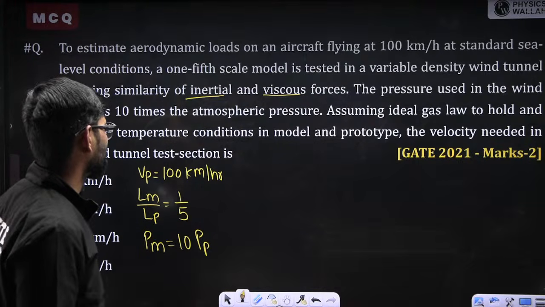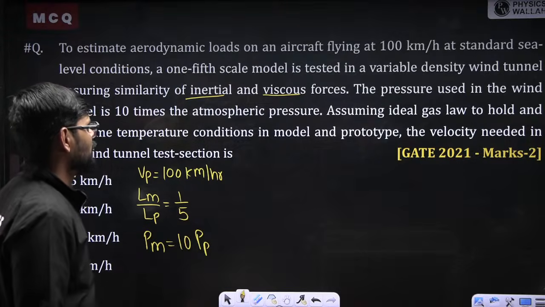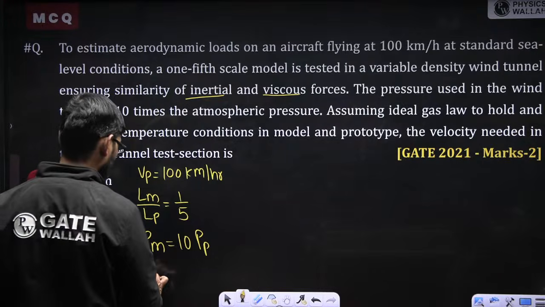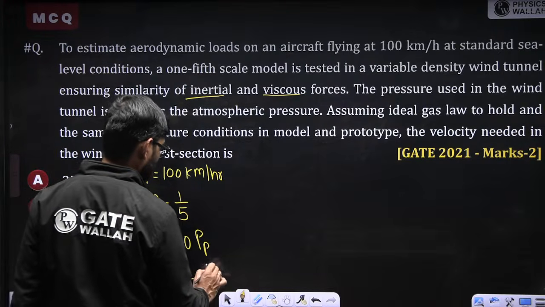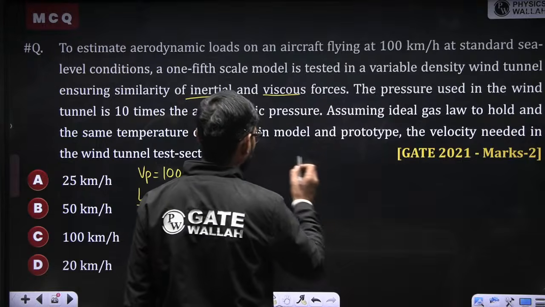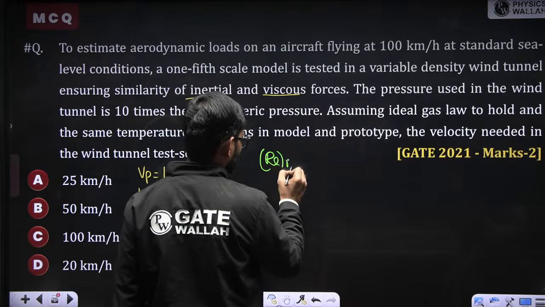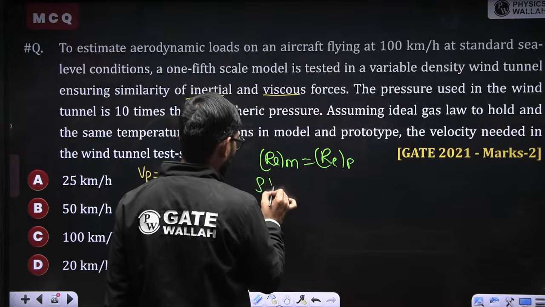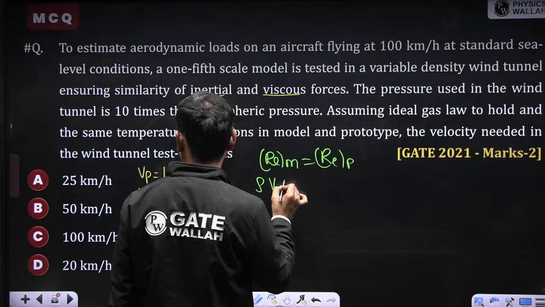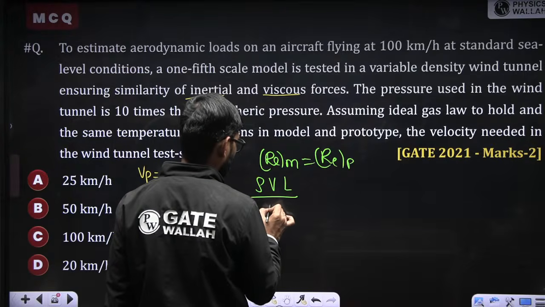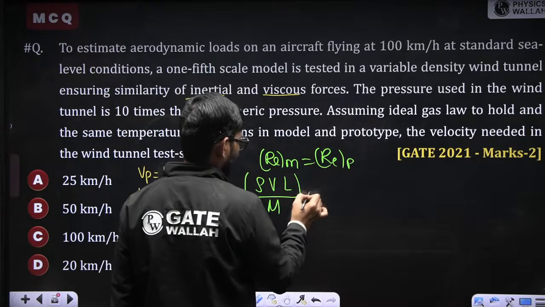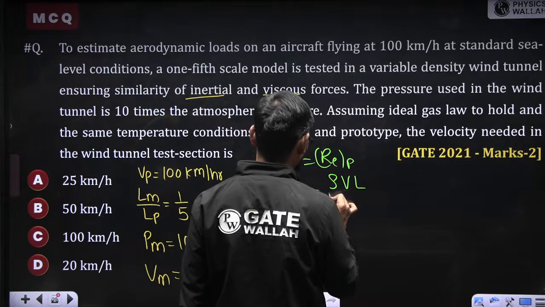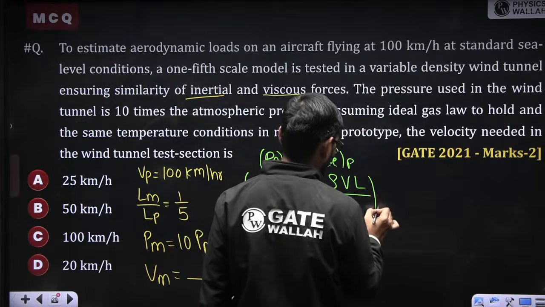Ideal gas, hold the same temperature. Temperature is the same. Okay, the velocity needed in the wind tunnel test section, so Vm is the value you need to find out. So here I will use Reynolds number of model is equal to Reynolds number of prototype. So rho V L by mu, rho V d by mu. Rho V L by mu of model is equal to rho V L by mu of prototype.